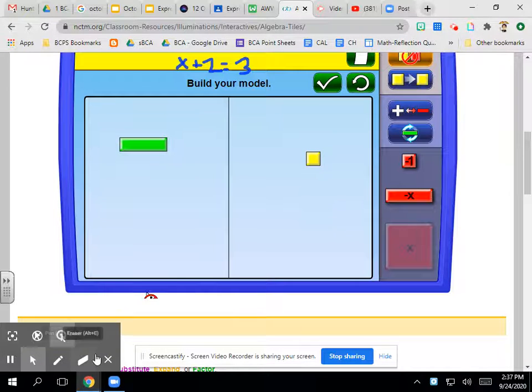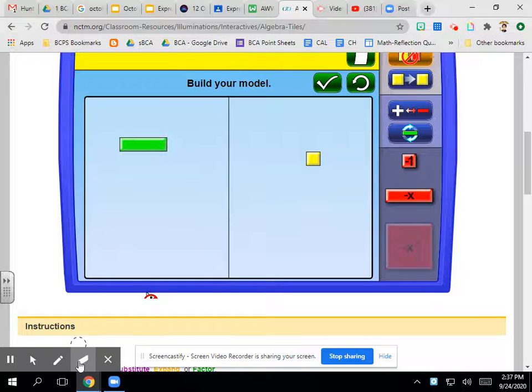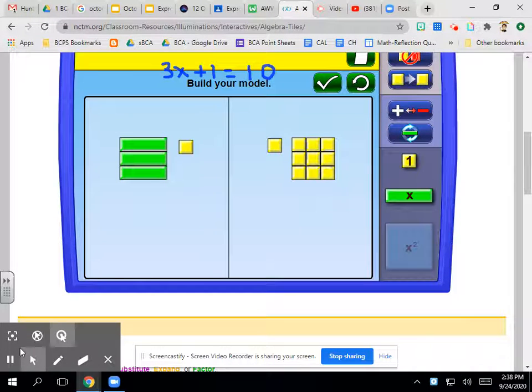Okay, so now let's get a little bit more complicated. Let's go ahead and do a two-step. All right, you can see here we've got 3x plus 1 equals 10. I have modeled that by putting 3 x's and 1 on the left-hand side and 10 on the right-hand side. I'm not really sure what to do with our x's just yet, but I do know that it would be helpful to get rid of this so I only have x's to deal with.